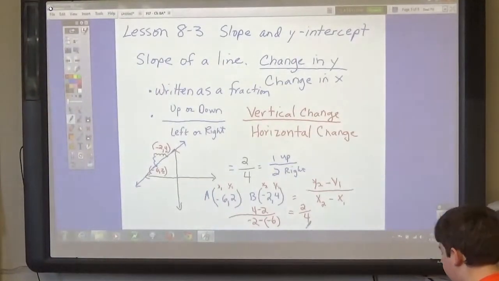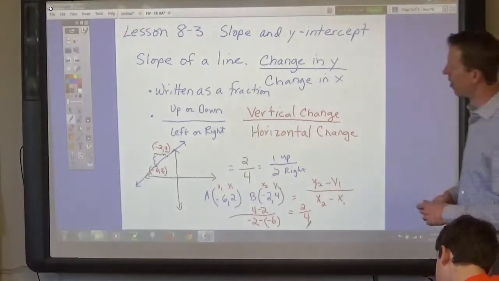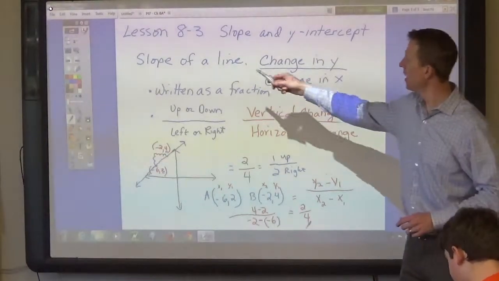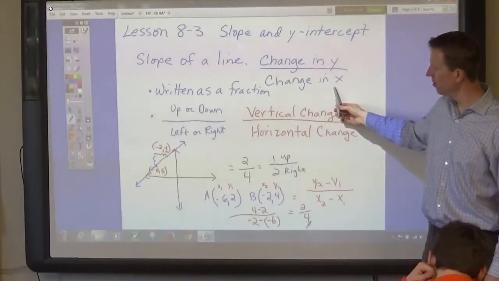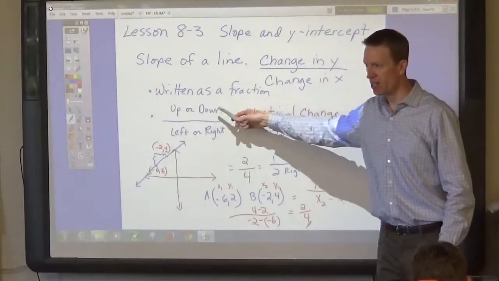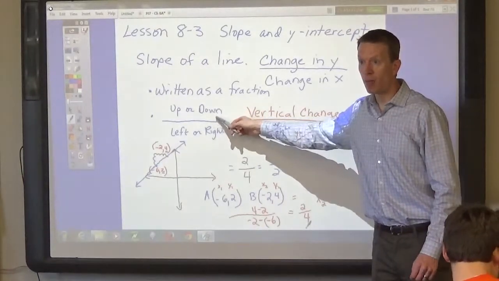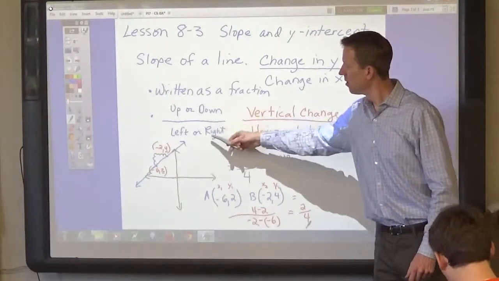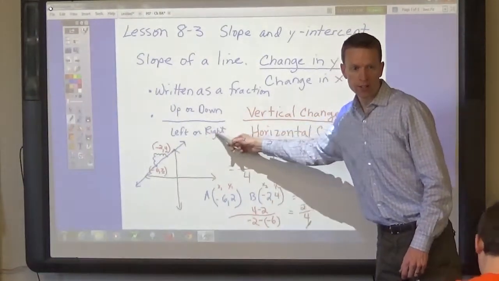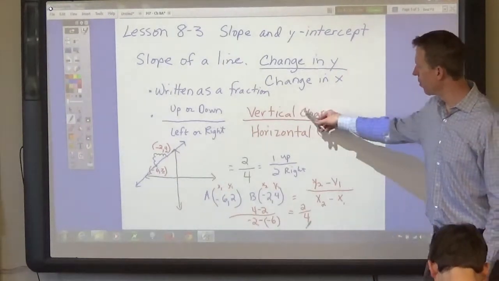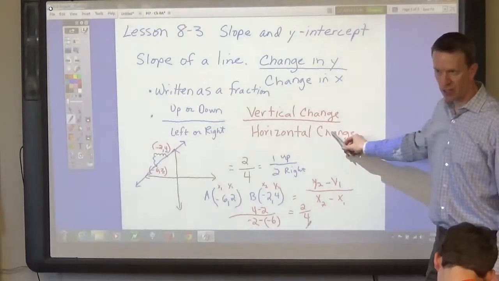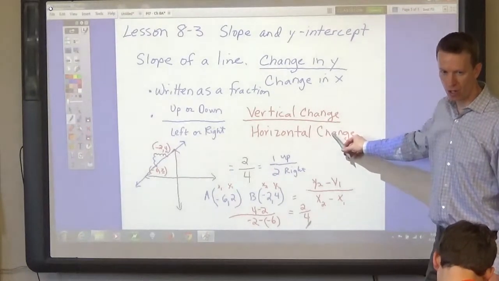So let's talk about what we've learned about slope so far. The slope of a line is the change in the y coordinate over the change in the x coordinate. So it is how far it moves up or down over how far it moves right or left. Or the vertical change over the horizontal change is another way to figure it out or describe it.